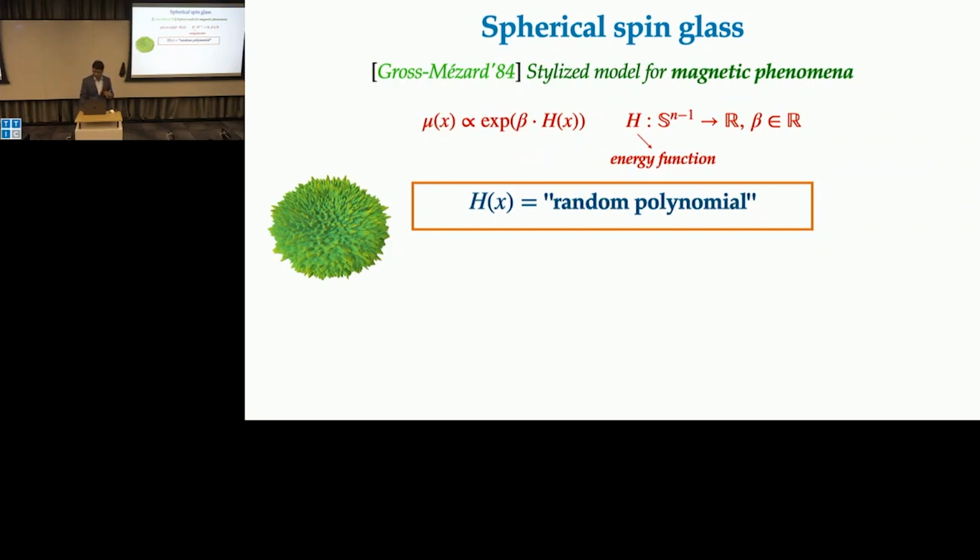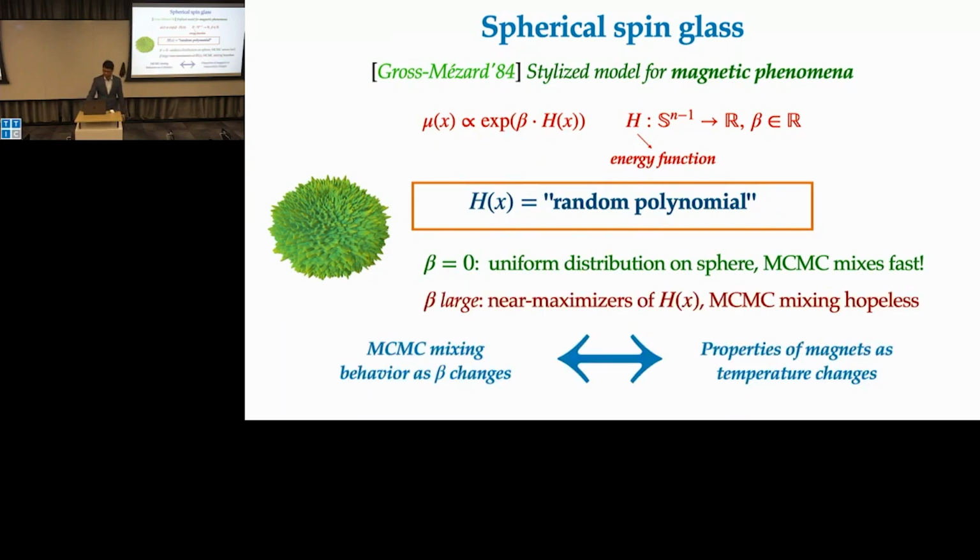Okay, so now why do physicists care about this model or running a Markov chain for this model? Well, it's because if they can understand the behavior of the Markov chain as you change this beta parameter, then it actually tells them something about how properties of magnets change as you change their physical temperature.